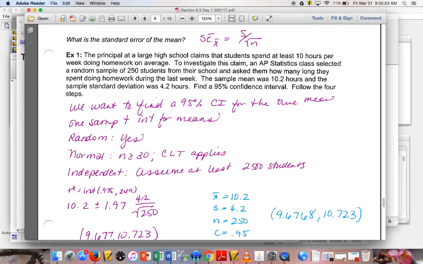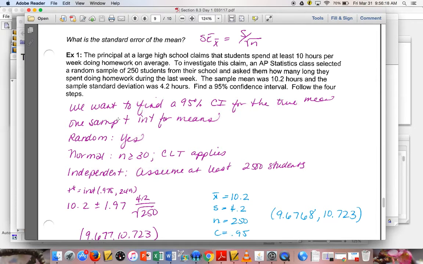So I have this example right here. They're claiming students spend at least 10 hours per week doing homework on average. So they're going to select a random sample of 250 students and ask them how long they spent doing homework the last week. So this is the sample mean, and the sample standard deviation is 4.2. I know I'm estimating the mean, and they didn't give me the population standard deviation. They gave me the sample standard deviation, and I want to find a 95% confidence interval.